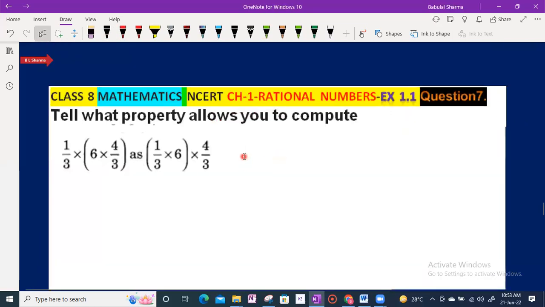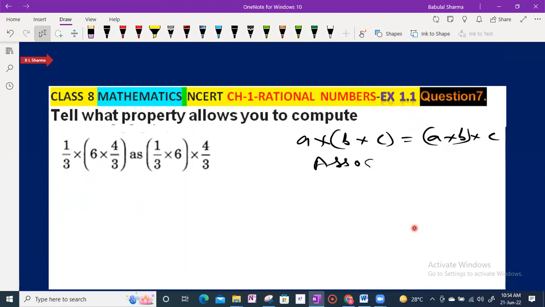Tell what property we are using here. कौन सी property है यहाँ पे देखिए. We know that we have already done that A into B into C, group बना के करेंगे. किसी का सेकंड थर्ड को एक साथ मल्टीप्लाई किया, फर्स्ट सेकंड को एक साथ किया. So this property is known as associative property of multiplication.